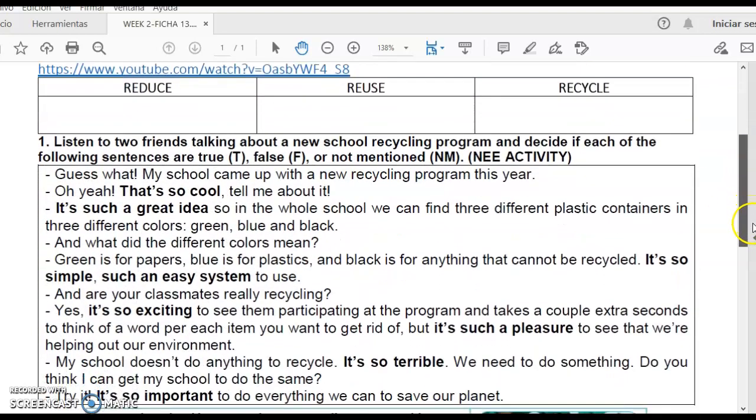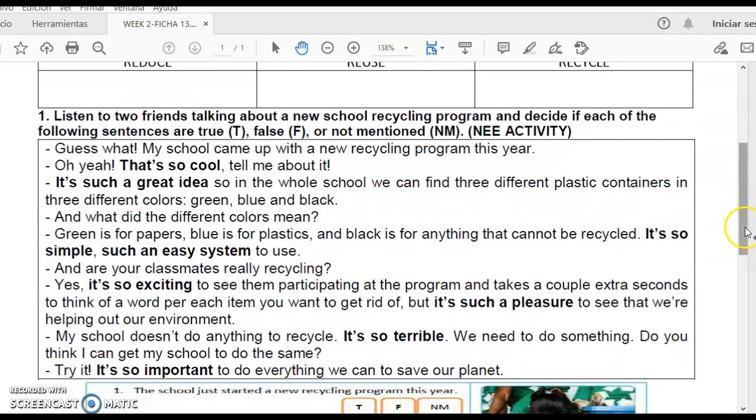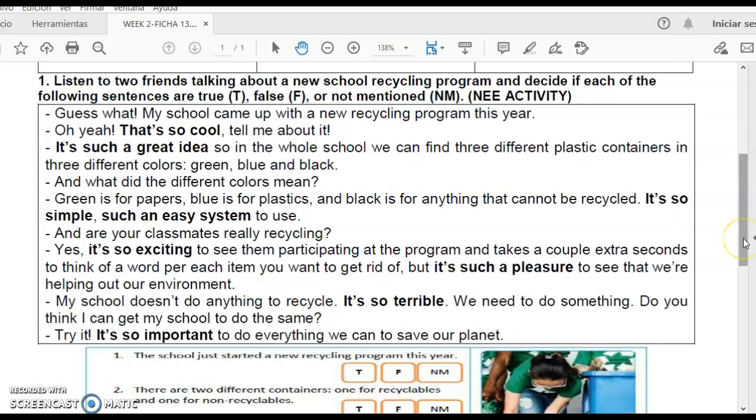Now it's time to move on and we have to do exercise number 1, which is about listening to two friends talking about a new school recycling program and deciding if each of the following sentences is true or false, or maybe not mentioned. Okay, so now it's time to listen. Listen to your audio carefully. If you don't have the listening, this is the script.